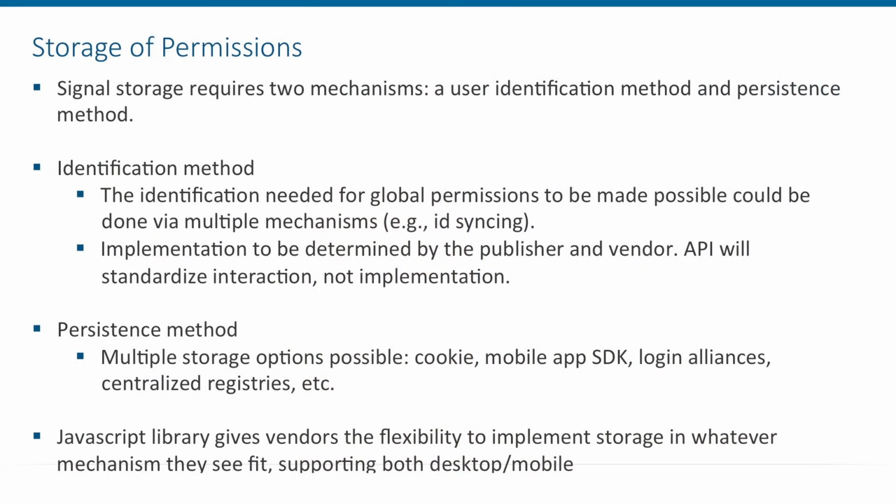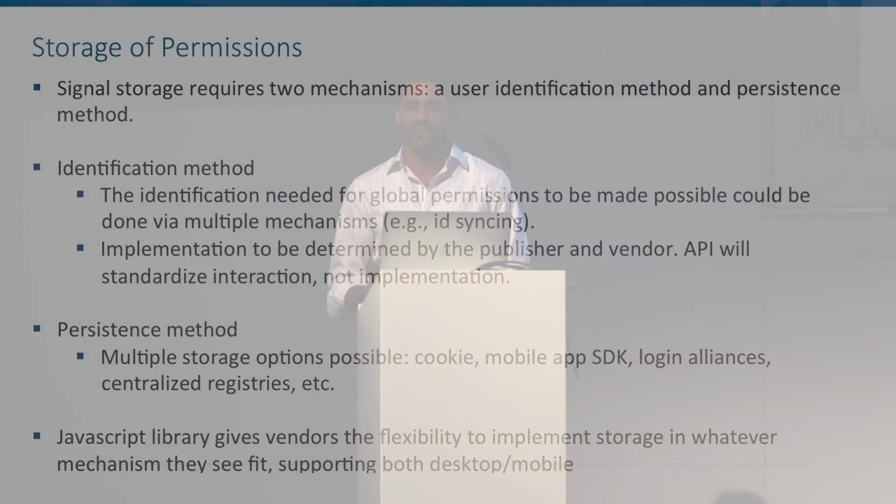Okay. Great, so at this point, we have disclosed the vendors, and we've asked where appropriate for consent. Now we need to store it, right? And so signal storage typically requires 2 different things. It requires a user identification method and a persistence method. We talk about those things as separate concerns because identification is typically something in a global construct that requires things like ID syncing. And there are a bunch of different ways that could be done in a global scope. And that's something that can be determined by the publisher and the vendor, right?